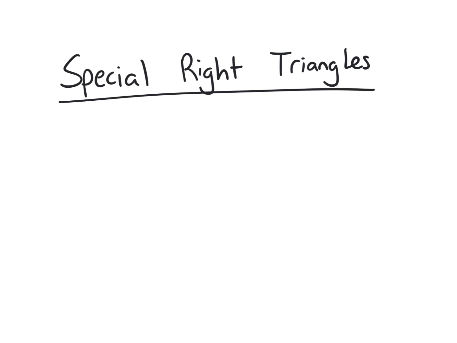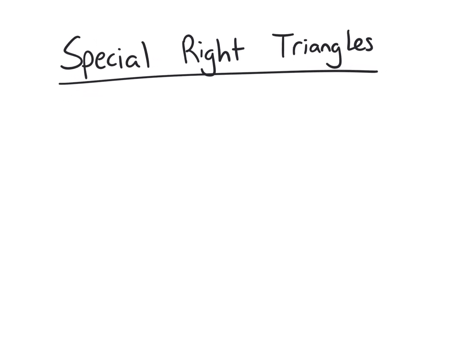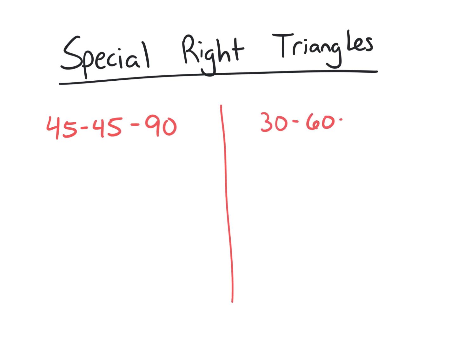Day 1 of Chapter 8 test review. We're starting with special right triangles. It feels like forever since these. Okay, how many special right triangles are there? There's 2. What was one of them? 45, 45, 90. And then the other one is 30, 60, 90.